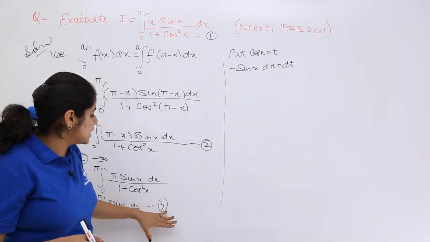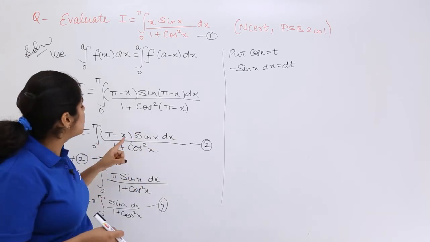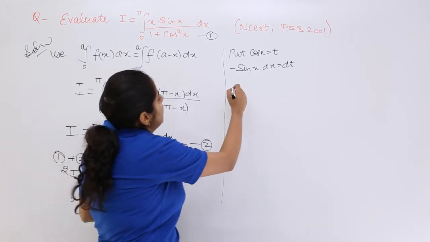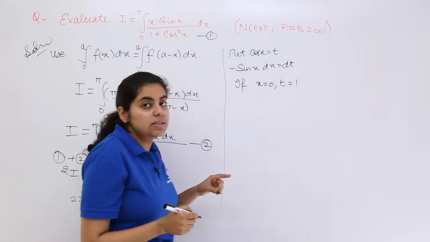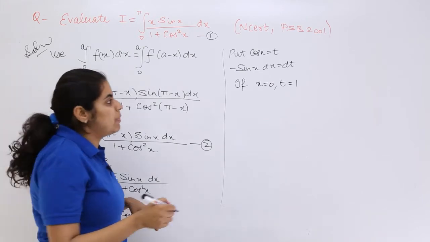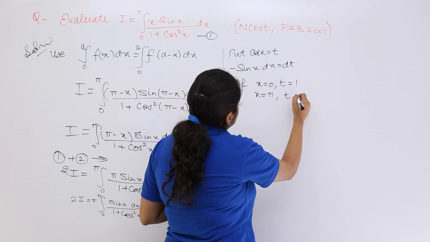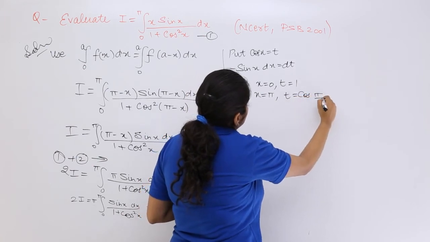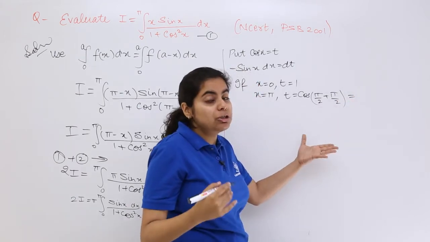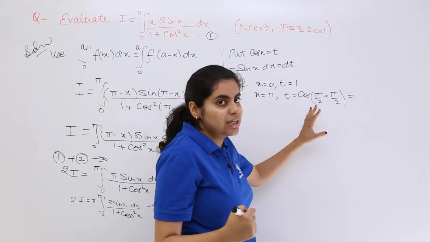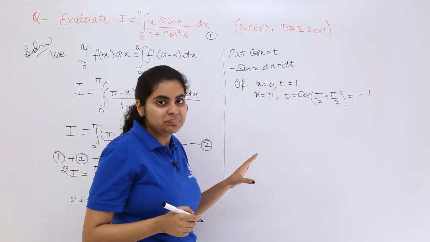I have already made this equation number 3. Now if x is equal to 0, t is equal to 1, because cos 0 is 1. If x is equal to pi, then t should be cos pi. Some people actually don't know how to evaluate cos pi, so for them I am telling: cos of (90 plus theta) is minus sin theta, so it should be minus 1, right?